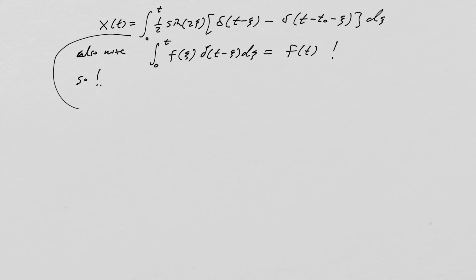So if we go down here, we should be able to take the 1/2 out, the integral from 0 to t of sine of 2c delta of t minus c dc, and now we're going to break up our integral into two components here.